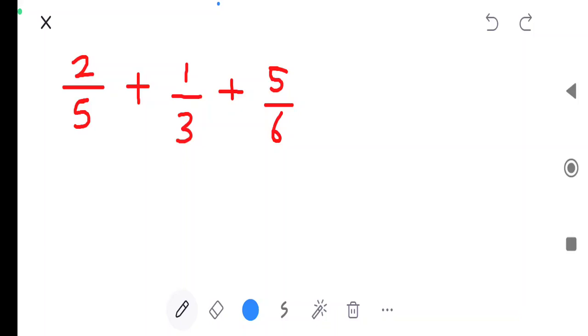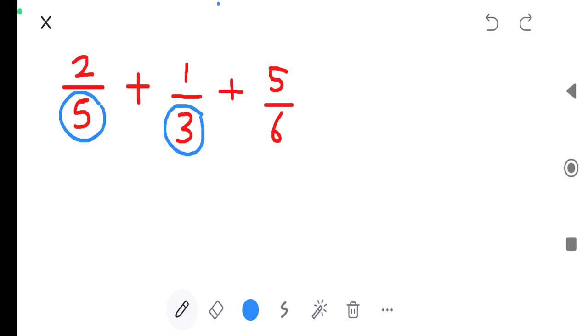Today we are going to learn how to add three fractions with different denominators. The denominator here is 5, here it is 3, and here it is 6. You can see that the denominators are different. So we have to find a way to make them the same. And one way you can do that is to find their LCD.